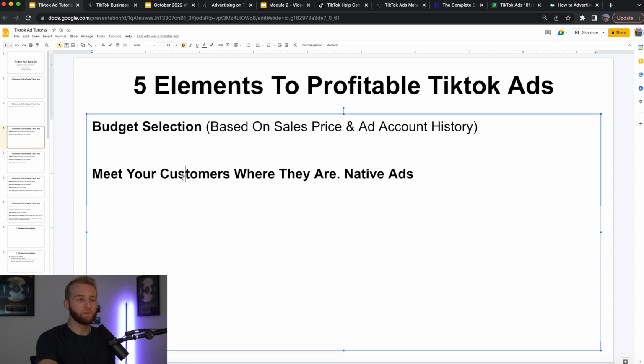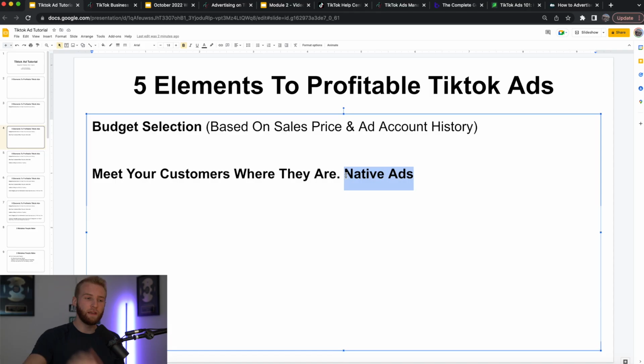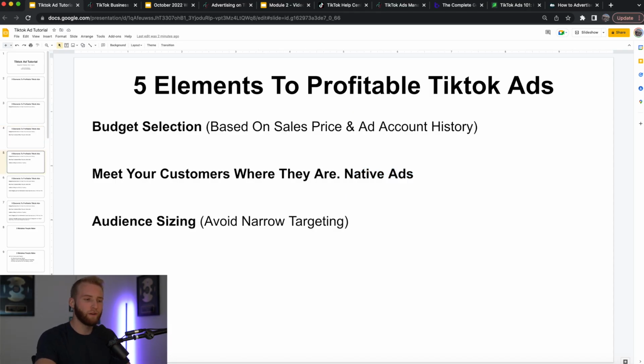Number 2, meet your customers where they are. Native ads. This basically means that your customers can't tell your ad is an ad until it's already too late, until they've really been roped in. So that's what's called native versus invasive advertising. Very crucial to just kind of go with the flow of traffic on TikTok.